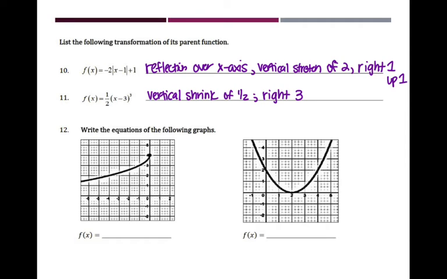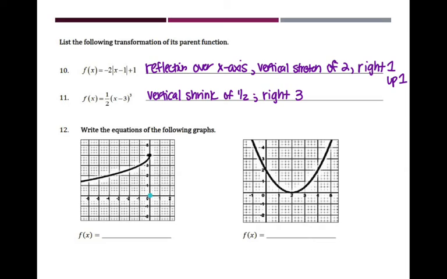Okay. Number 12. So number 12, you have these 2 graphs that have already been transformed, and what we want to do is write the equation that matches the new graph. So one thing you need to do is really understand what your parent functions look like. So for this first graph for number 12, this is actually going to be a transformed square root graph.